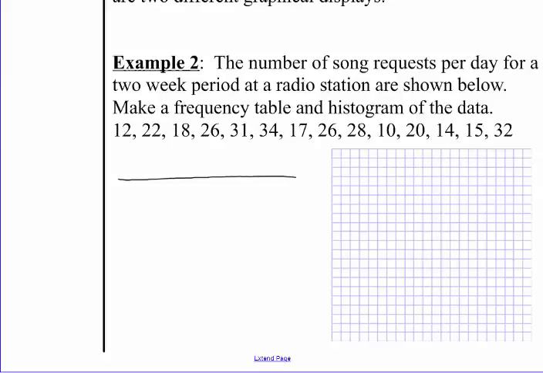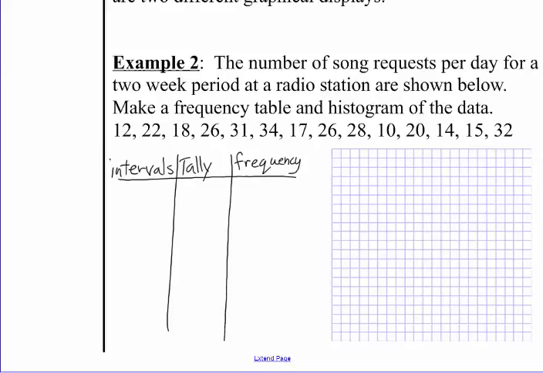So with the frequency table, we start with intervals. Then we do tally marks. This is how we count how many numbers are in each interval. And then the last column is our frequency, where you actually count up how many tally marks there are. So you want to look at the data and determine the smallest value. In this case, our smallest value is 10.